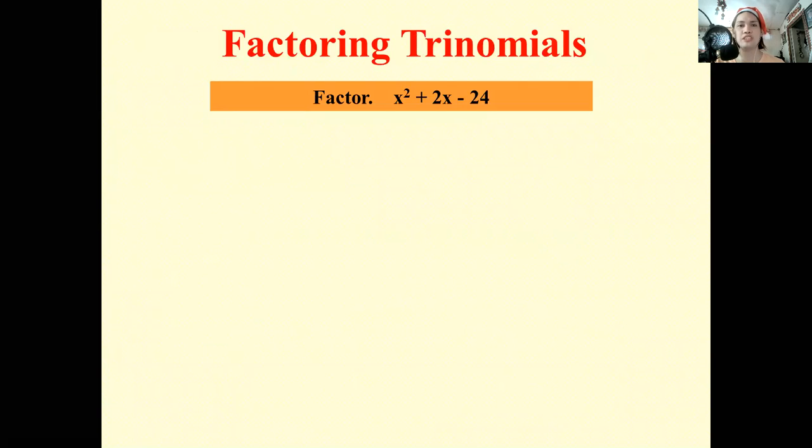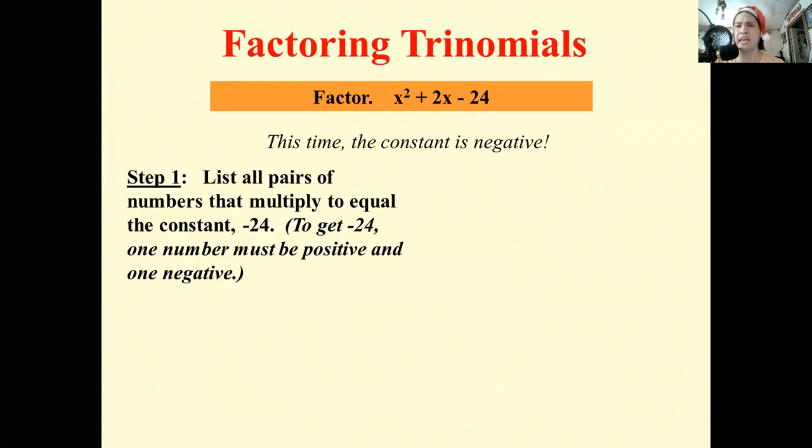Exactly. So now let's try to factor this quadratic trinomial: x squared plus 2x minus 24. Are you ready? I guess you are ready. So first, what's the first step? This time, the constant is negative, correct? It's negative 24. So the same process: list all pairs of numbers that multiply to equal the constant, negative 24, which is your c.